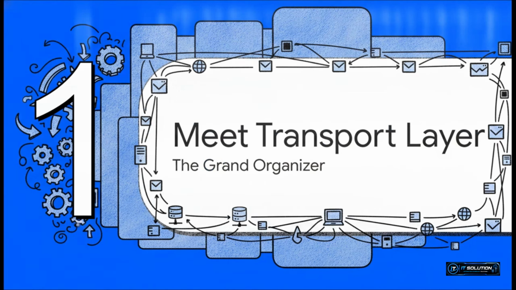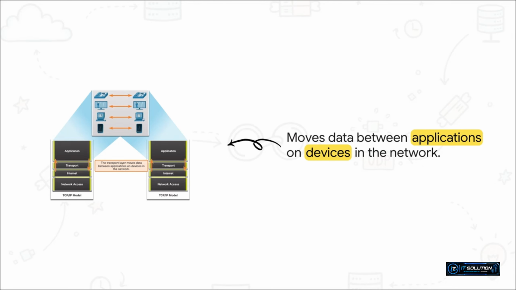Okay, Section 1. Meet the transport layer, the grand organizer of your network. And this brilliantly illustrates exactly what we're talking about. The transport layer sits right smack in the middle, between the application layer up above it and the internet layer down below. Honestly, you can think of it as the ultimate mailroom clerk for your device.